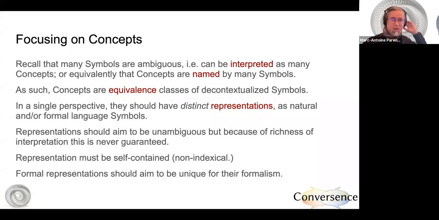For example, representations should aim to be unambiguous. Here it's really "should aim to be". But I agree, in this case, concepts must have distinct representations. This is one of the few absolute enforcements. So absolutely well taken. Anything else?